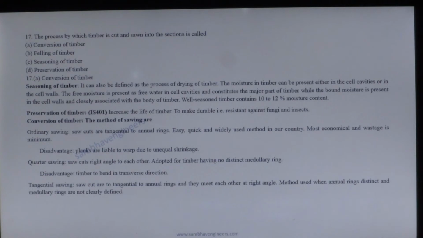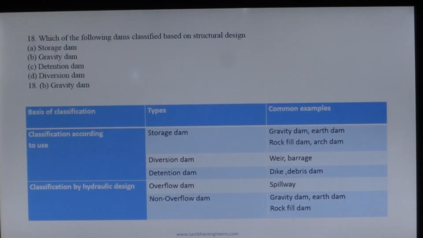In seasoning of timber, the process of drying timber in which sap is removed is called seasoning of timber. Preservation of timber is done to increase the life of the timber and to make it durable and resistant against fungi and insects. Next question.